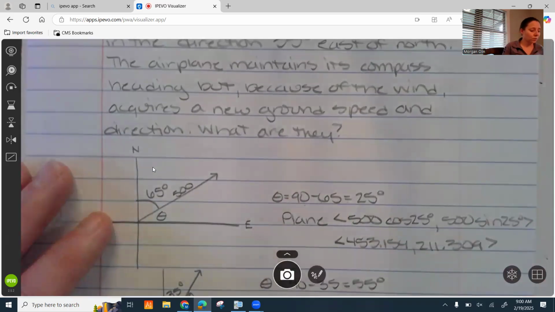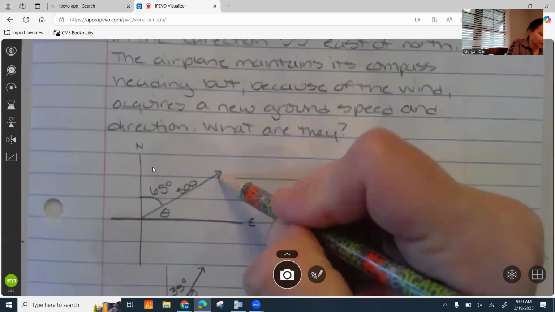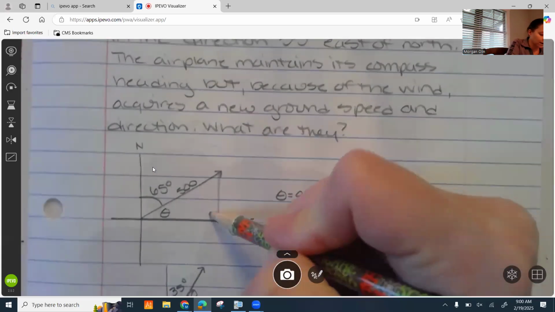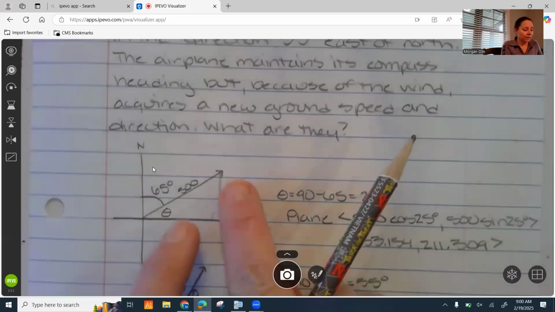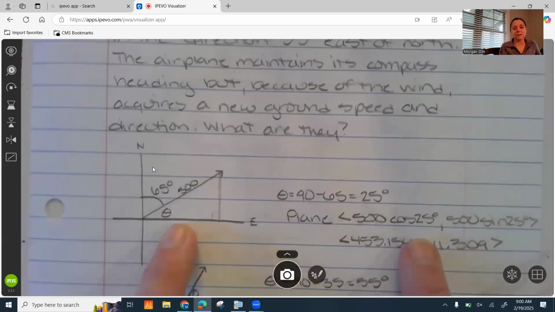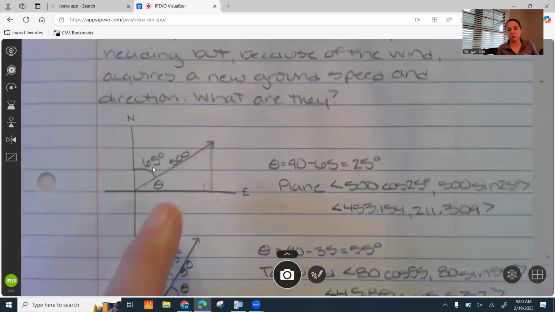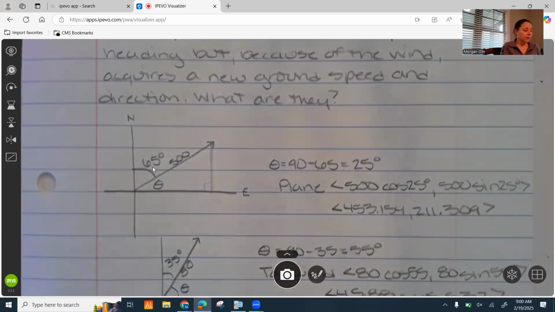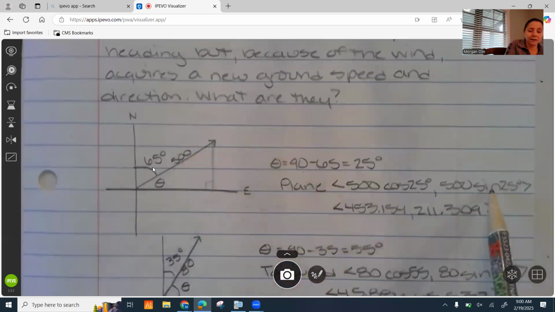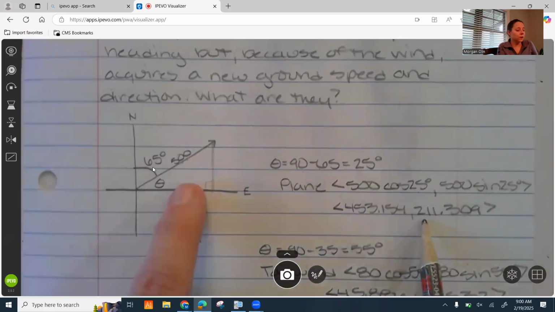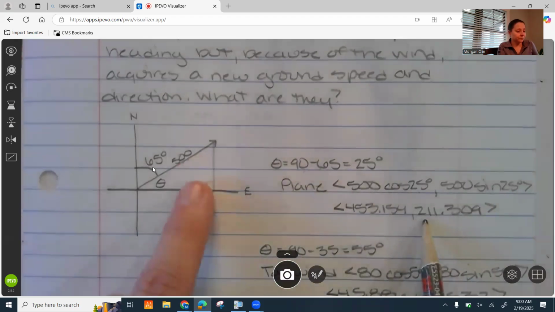All right. So if you think about it for a second, think about creating your right triangle right here. How am I going to find this value and how am I going to find that? Remember, it's 25 degrees. Now, 25 isn't on our unit circle, so this is where I would plug it in. It's the magnitude times the cosine of 25 degrees and the magnitude times the sine of 25 degrees. And so I get this. So this is the vector of our airplane.